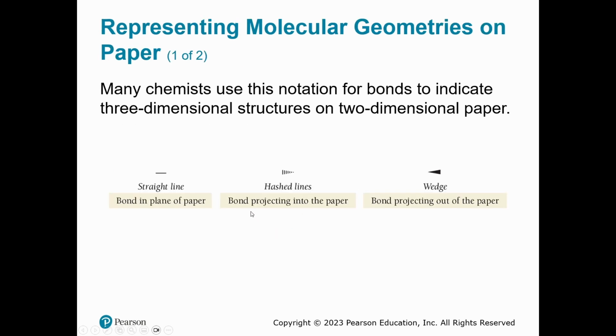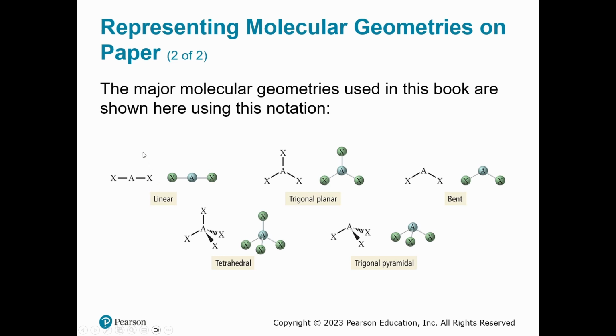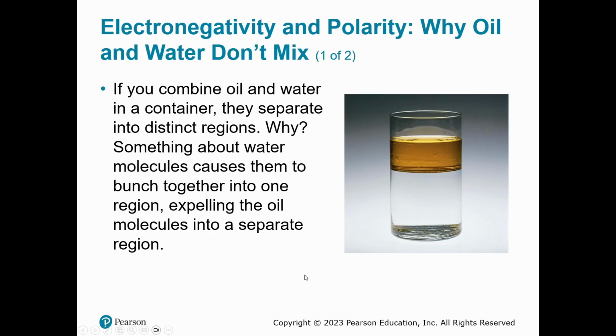The way we represent this is using hashed or dashed, which I will typically refer to as dashed, and wedged lines. The straight lines are in the plane of the board, paper, screen. Hashed is going into the object, wedged is going out towards you. So we can take our geometries and represent them with these wedge and dash notations. For some things, linear, trigonal planar, bent geometries, these are very easy to represent with Lewis structures. However, we need these wedge and dash notations once we get to more three-dimensional geometries.